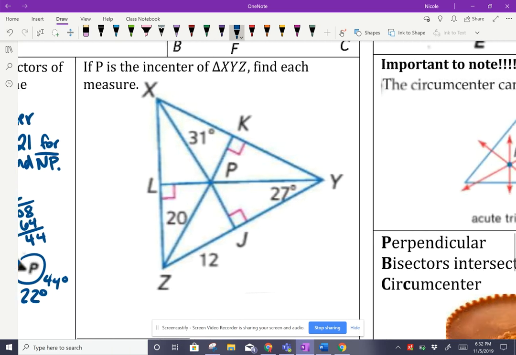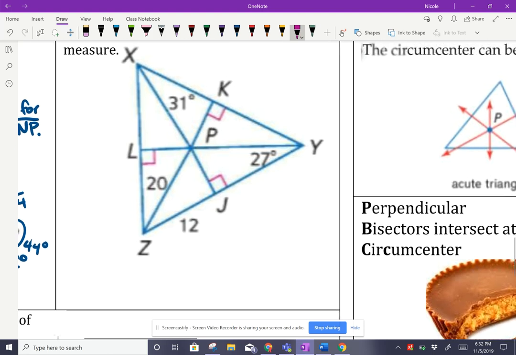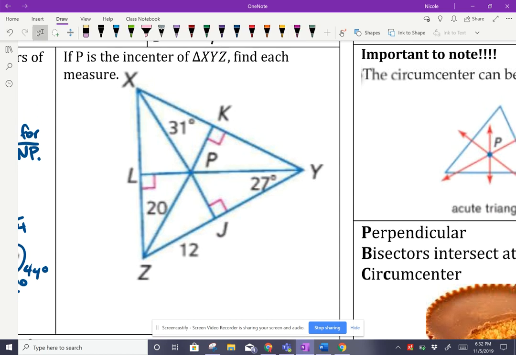Let's take a look at another one. I have P as the incenter of XYZ. So we want to find each measure that's missing. So I'm going to just go through and solve a whole bunch of stuff. So we know our angle bisector. So we've got this side and this side congruent. This is also 31 degrees. This side's congruent to this side, or I'm sorry, angles. So angle KYP is congruent to angle JYP. So this is also 27 degrees.